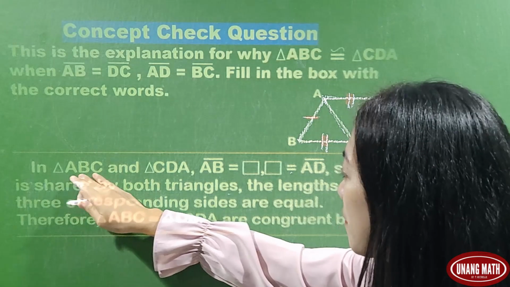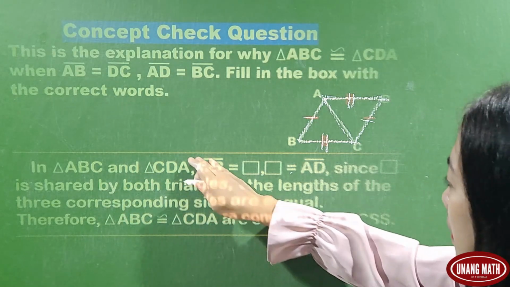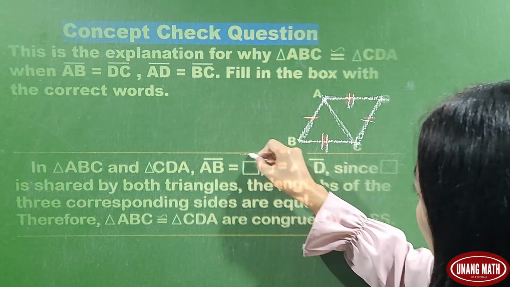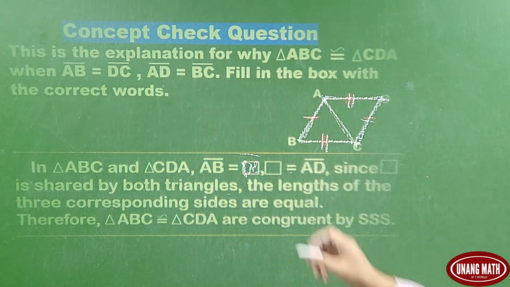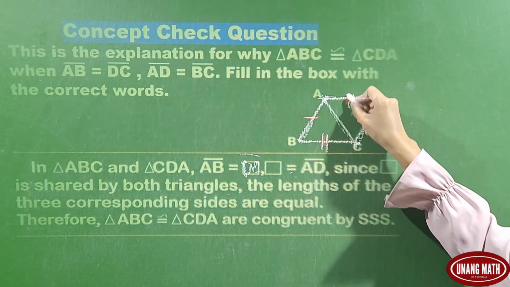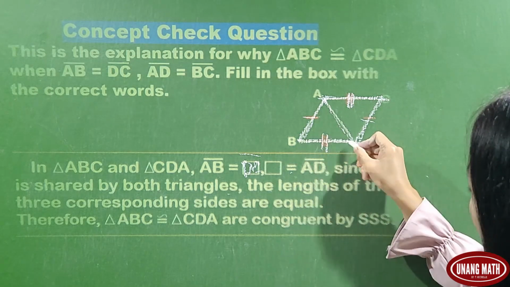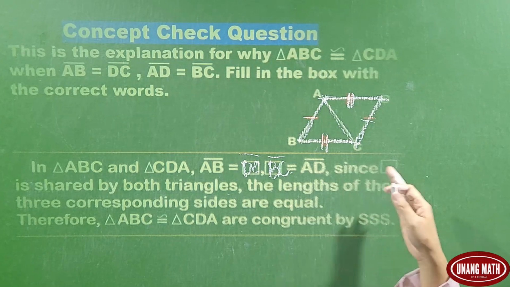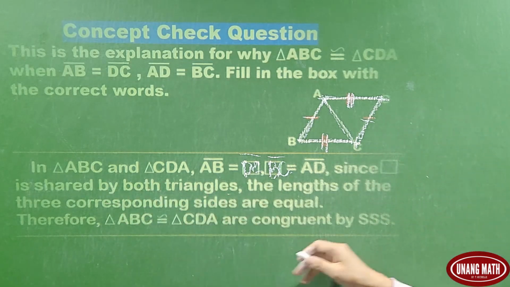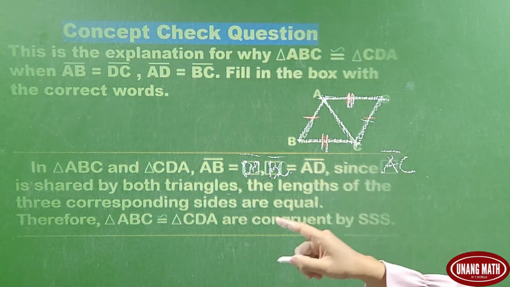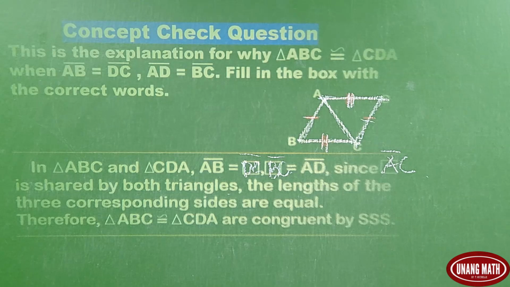Okay, so in triangle ABC and triangle CDA, line AB is equal to line BC, so side BC. What about line AD? This is equal to line BC, since line AC is shared by both triangles. So it is shared by both triangles.